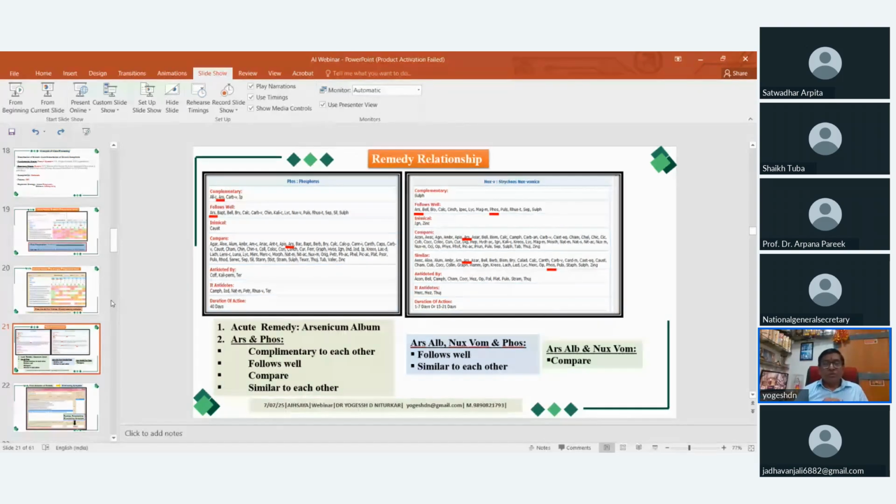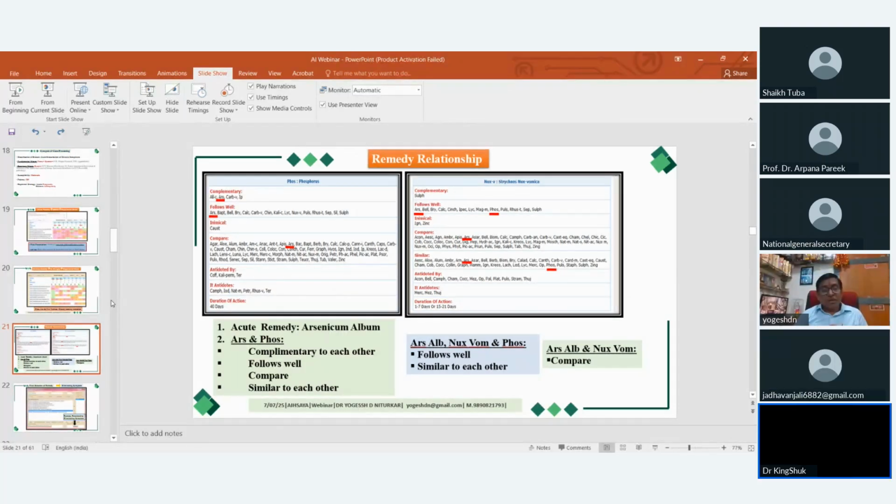Now, if you see Arsenicum and the relationship with Phosphorus as well as with Nux vomica. Acute remedy, Arsenicum album.